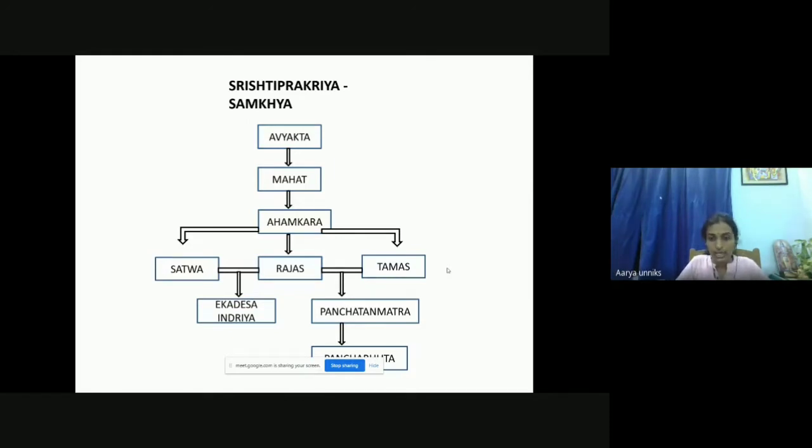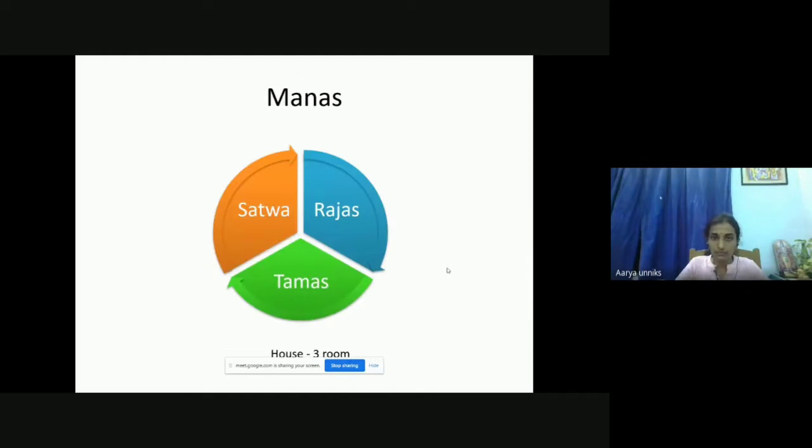The ekadasha indriyas also include manas. And then manas is formed, as it is an ubhayendriya, we know that. And then the manas has three parts. It is formed out of sattva, rajas, tamas, and it consists of three parts, that is sattva, rajas, and tamas.